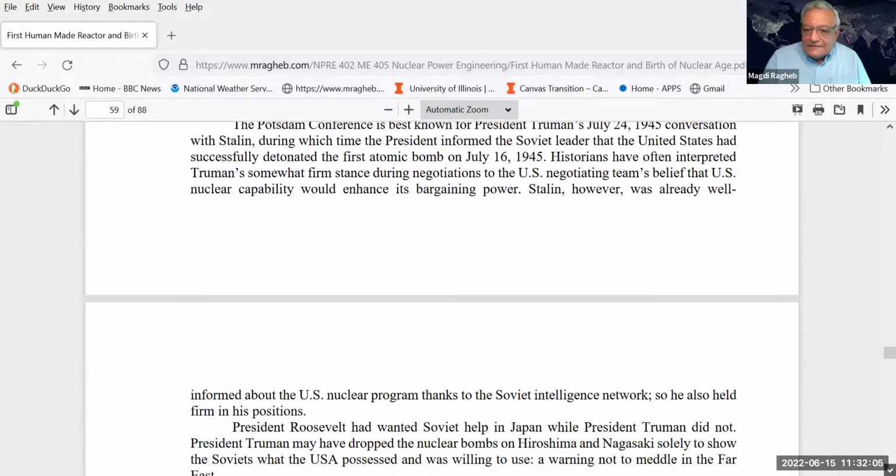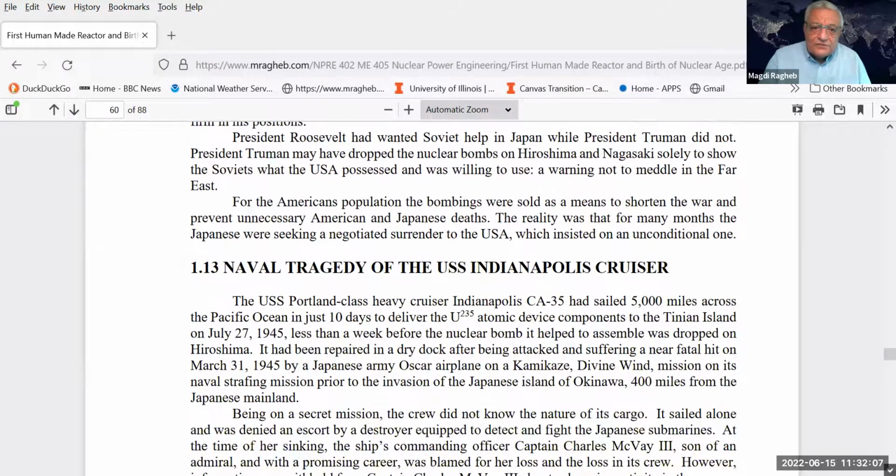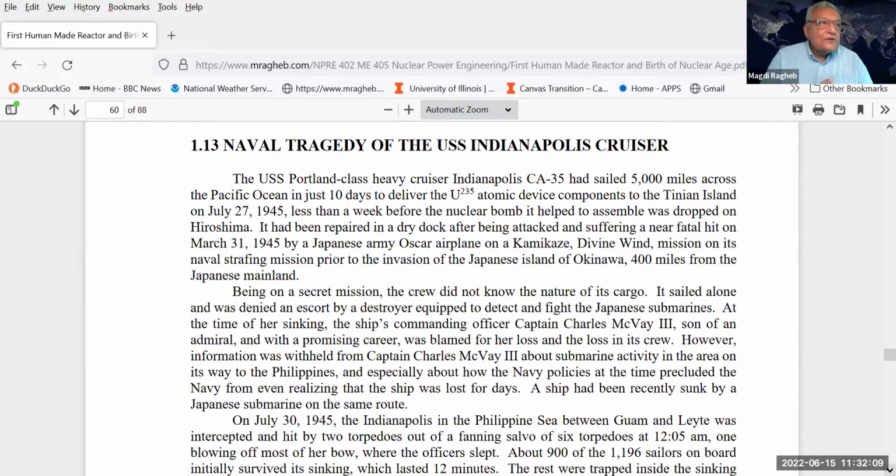The bombing of Hiroshima and Nagasaki led to the end of the war in the Pacific by the surrender of Japan, but the process continued to a certain degree with an extra tragedy that happened.